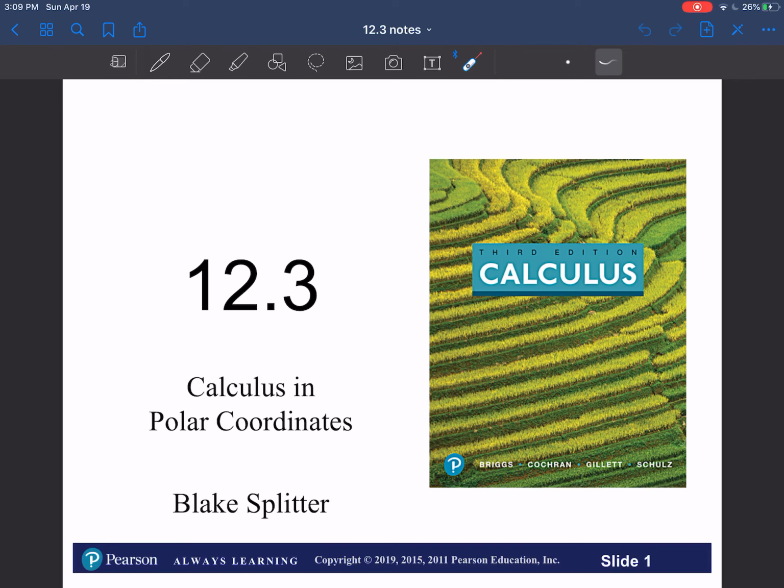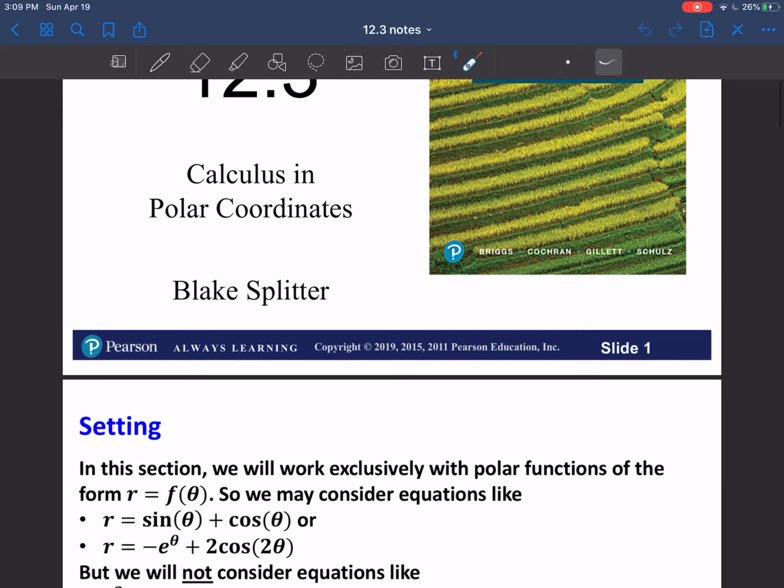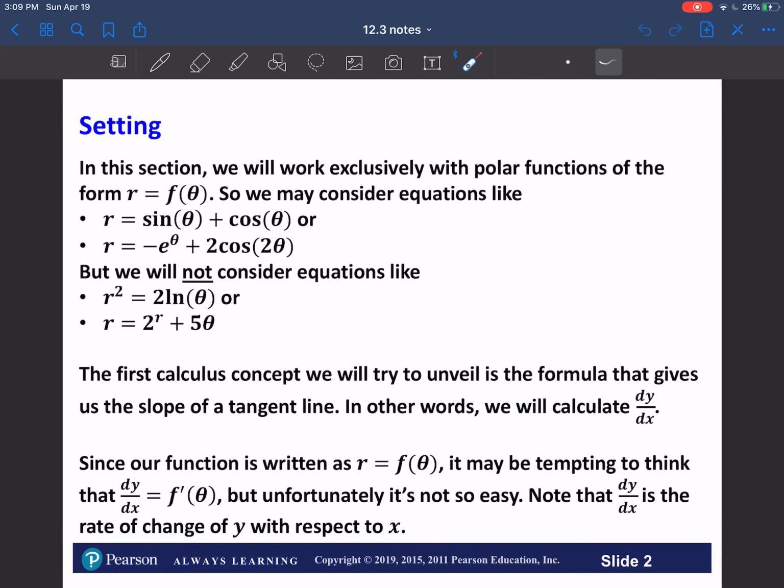Section 12.3 is about calculus and polar coordinates. Remember in section 12.2, we discussed what polar coordinates were, how to graph them, how to look at different functions, that kind of thing. In 12.3, we're going to be looking specifically at the calculus behind polar coordinates, and there's quite a few things to study. So let's just go ahead and look and see what sort of things we can do.